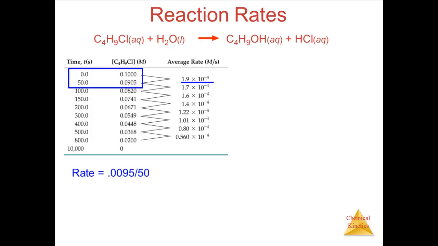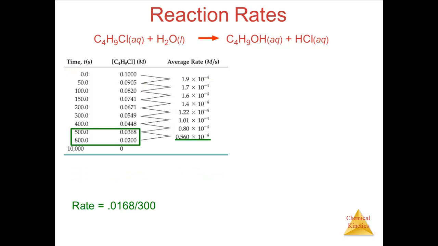To calculate the rate for the first interval, we take the change, 0.0095 molar, and divide by the time interval, 50 seconds, to get 1.9 times 10 to the minus fourth molar per second. For the interval between 500 and 800 seconds, we take the change in concentration, 0.0168 molar, and divide by 300 seconds to get 0.560 times 10 to the minus fourth molar per second.